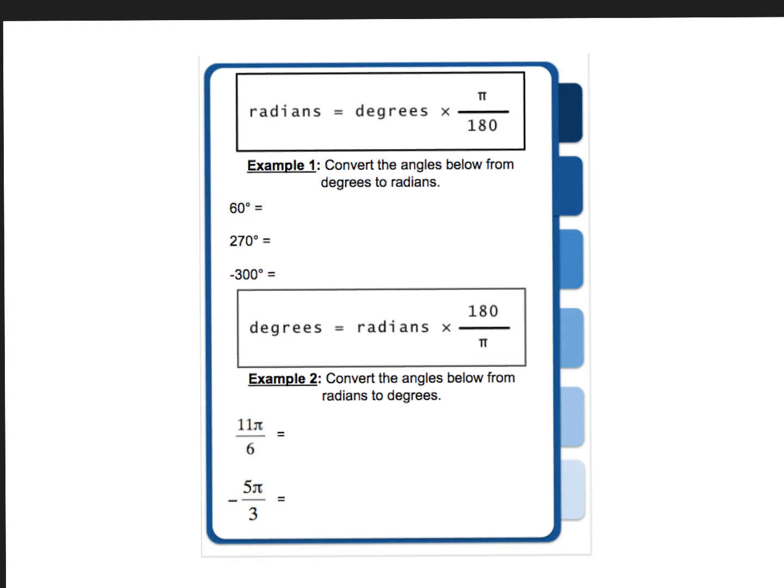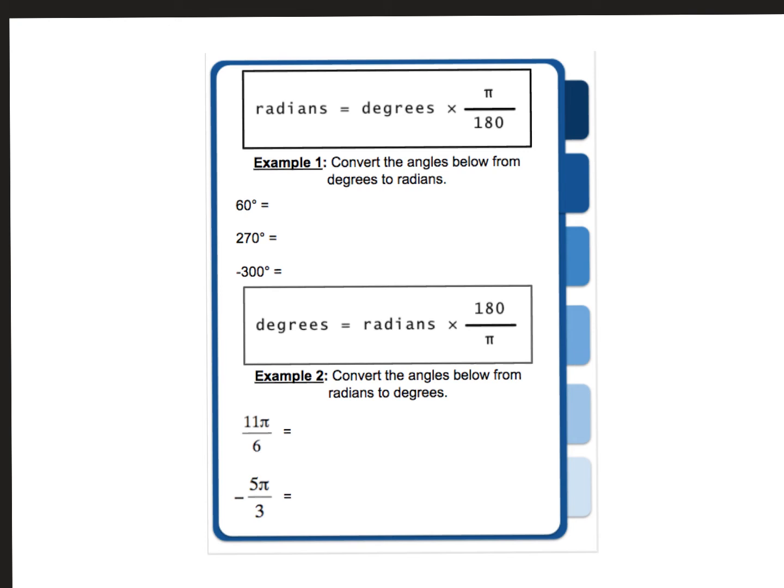Today we're going to talk about radians. Radians are essentially just a different way to measure angles. You can convert from degrees to radians or from radians to degrees, and that's what this video is going to be about. Before you move on to your homework, I would take a picture of this slide. Really, you'll need this formula.